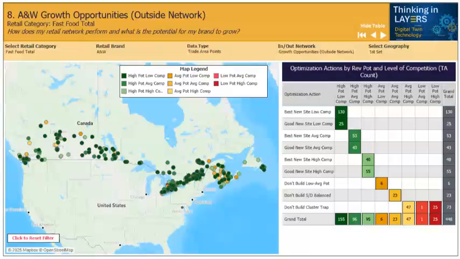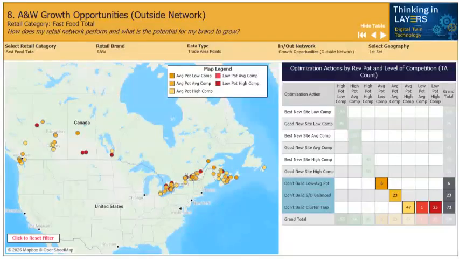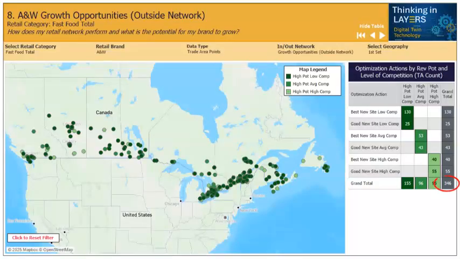Now let's go back to tab 2 and expand the analysis to additional retail categories. Let's set the retail category to total fast food because American fast food restaurants also compete with other restaurants. Now let's remove the low revenue potential sites, including cluster traps. This brings us down to 346 top new potential sites.